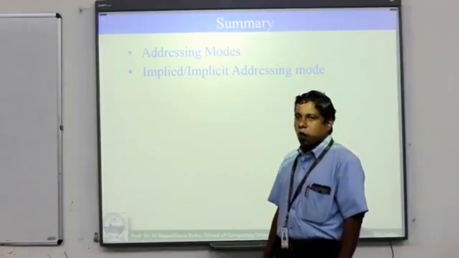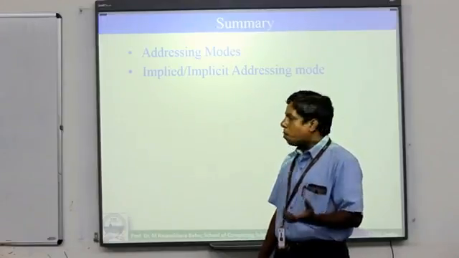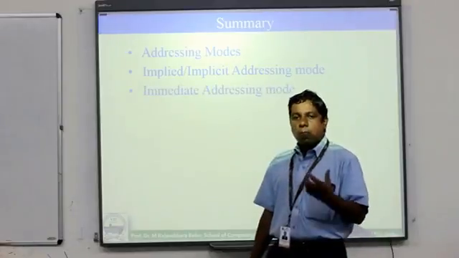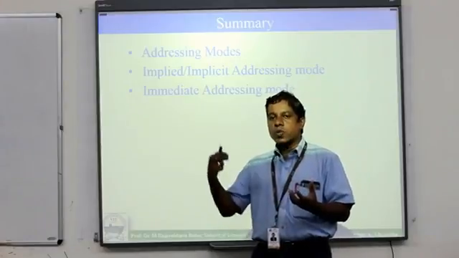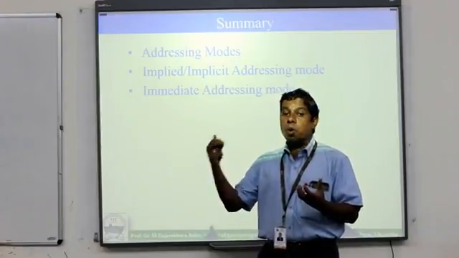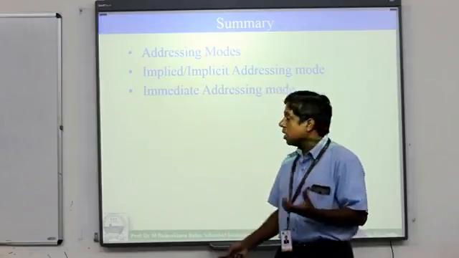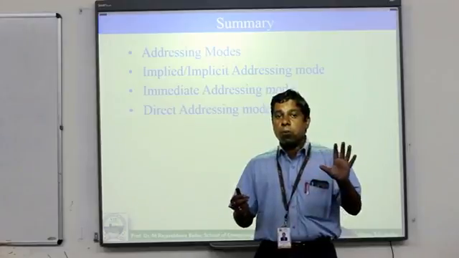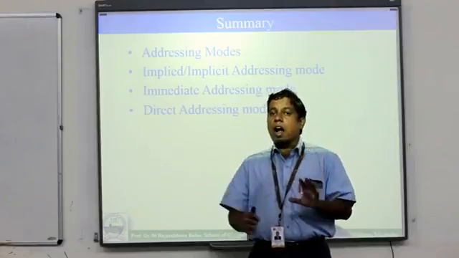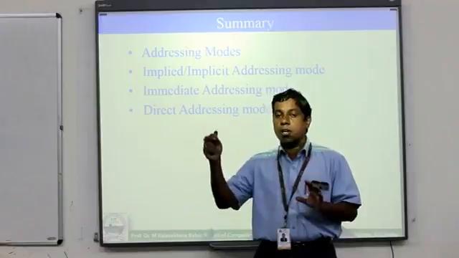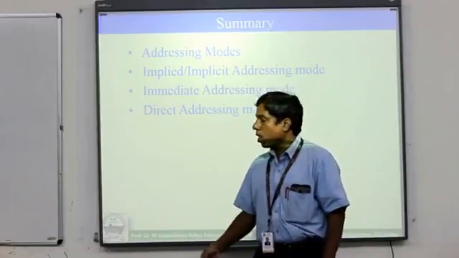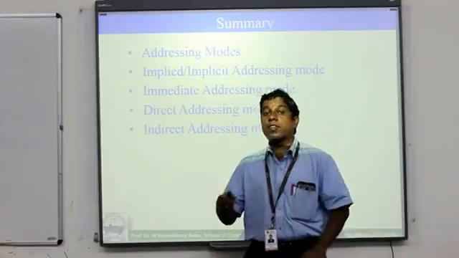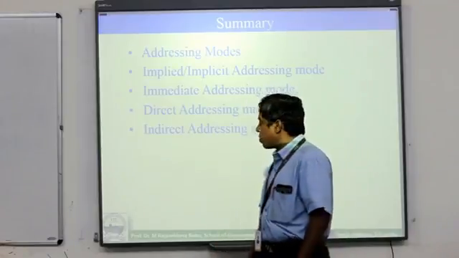This is the addressing mode where it doesn't require any operand. Directly the opcode will be there. In immediate addressing mode, the opcode will be there, and associated with that there is an operand only, not an operand address. The next one is the direct addressing mode. The opcode part will be there, followed by the effective address. The next one is the indirect addressing mode. The opcode will be there followed by the address of the effective address, so it needs multiple memory references.